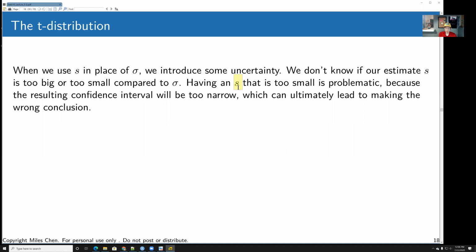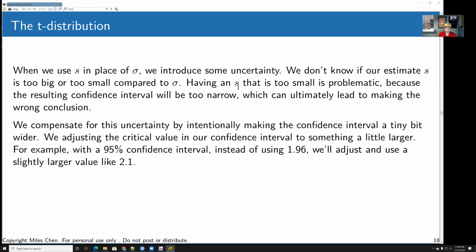So what we are going to do is intentionally make the confidence interval wider, right? We get a confidence interval using our sample standard deviation S, and we say, okay, it goes from 32 to 38, but we're intentionally going to inflate it. We're going to put in a little bit of a fudge factor and make it wider, okay?